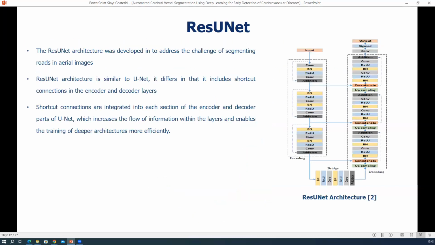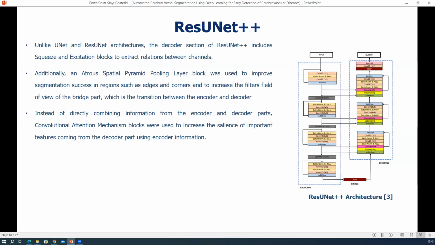The ResUNet architecture was developed to address the challenge of segmenting roads in aerial images. ResUNet architecture is similar to UNet. It differs in that it includes shortcut connections in the encoder and decoder layers. Shortcut connections are integrated into each section of the encoder and decoder parts of the UNet, which increases the flow of information between the layers and enables the training of deeper architectures more efficiently.